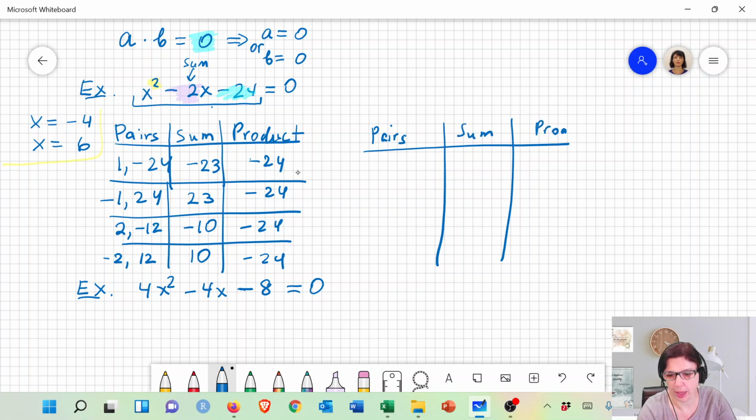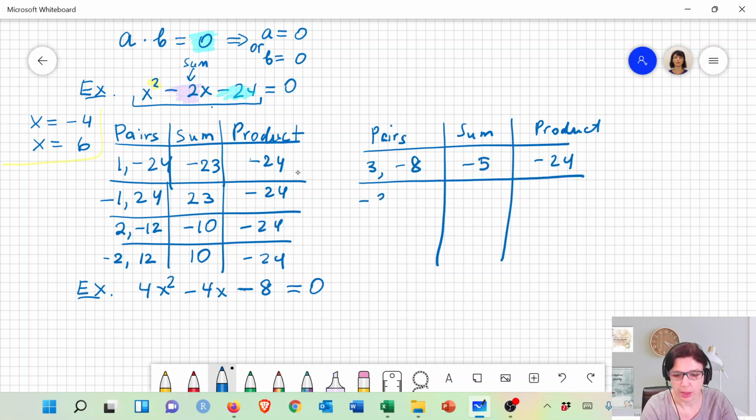So the product has to be negative 24. How about 3, negative 8? The sum of that is negative 5. That still doesn't work because I want negative 2. Negative 3, positive 8 is positive 5, so that doesn't work either. Man, oh man, I've gotten myself into a pickle here, right? With so many combinations.